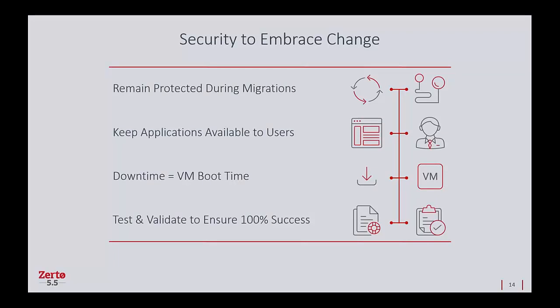Perhaps the most important ones here to look at are, we'll go with the top 2, remaining protected during migrations and keeping applications available to users. And this comes as really a consequence of the one-to-many feature again. Because we're able to allow simultaneous replication to multiple sites, you can have your applications in, let's call it, site A, in your production workload, replicating out to your recovery site, site B. Simultaneously, you're also going to replicate those same workloads over to site C, your new site, where you're going to be shutting down. We're going to move from A to C.